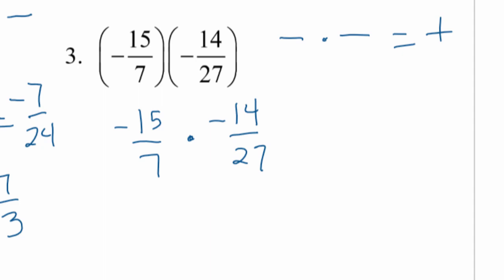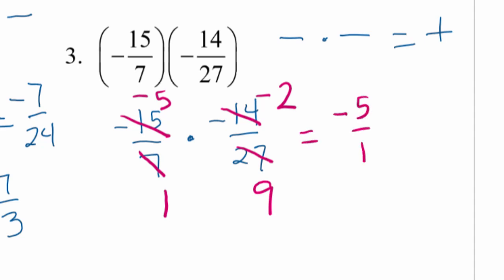Well, 7 and negative 14 have a factor of 7 in common. So 7 goes into itself once, and 7 goes into negative 14 negative 2 times. So we're going to reduce those. The negative 15 and the 27, they have a 3 in common factor. So 3 divides into negative 15 negative 5 times, and 3 divides into 27 9 times. So now this is what's left. We have a negative 5 over 1 times a negative 2/9. And we're going to multiply straight across, and that's going to give us 10/9.